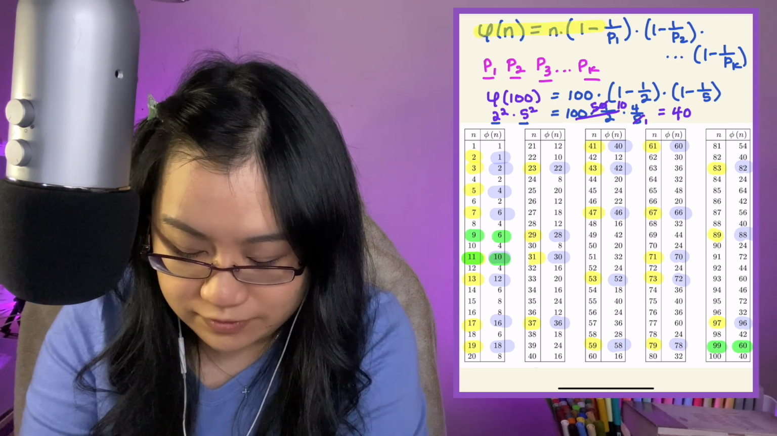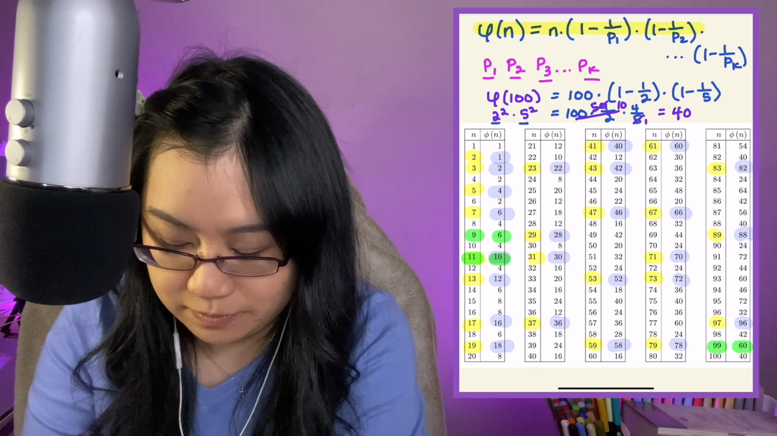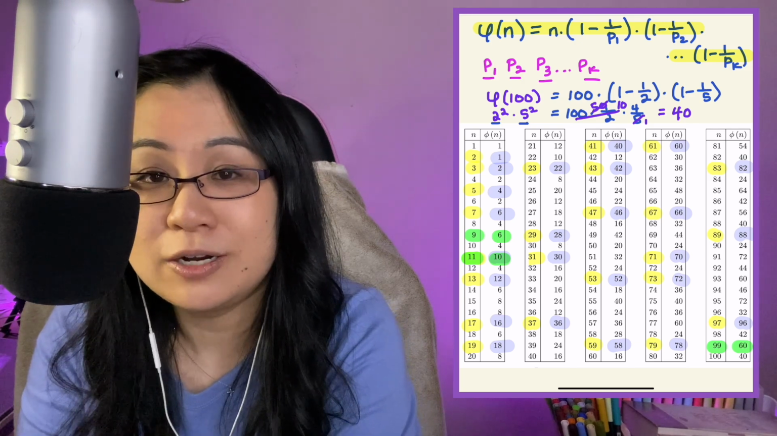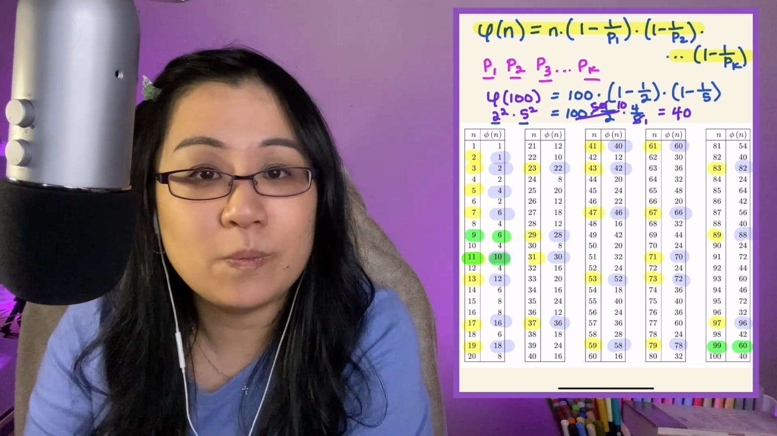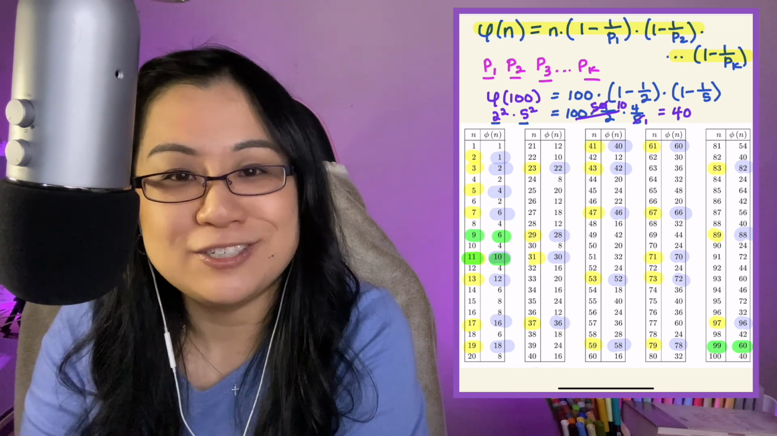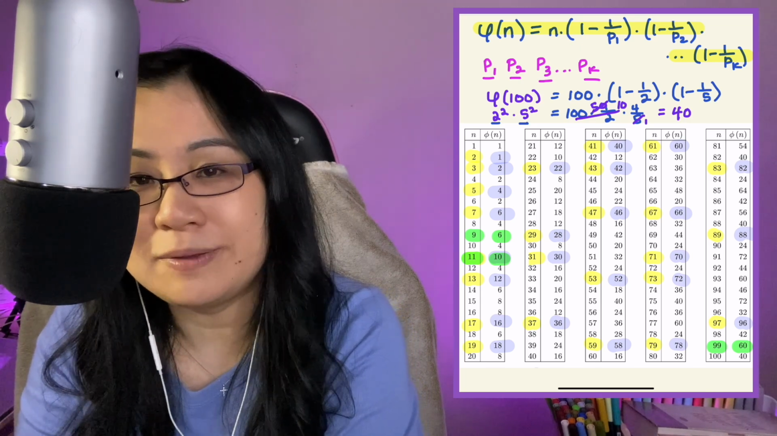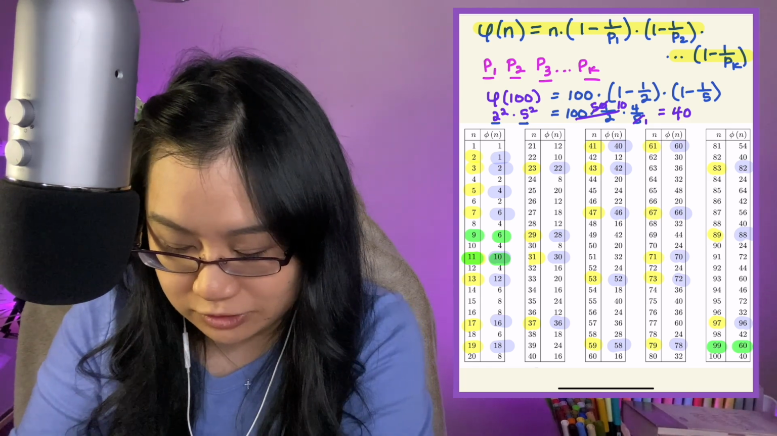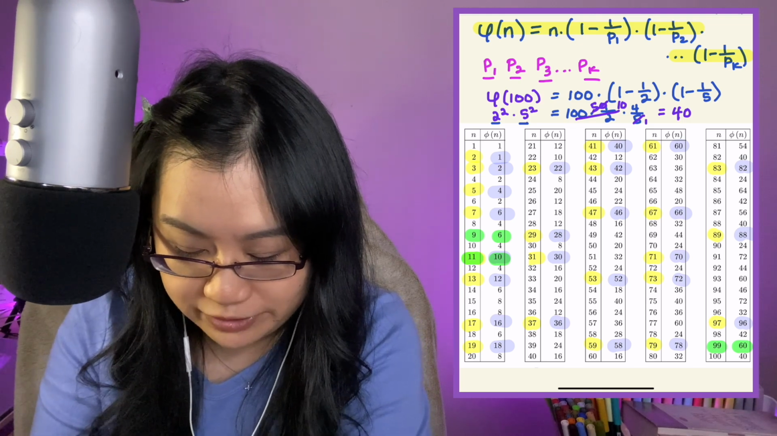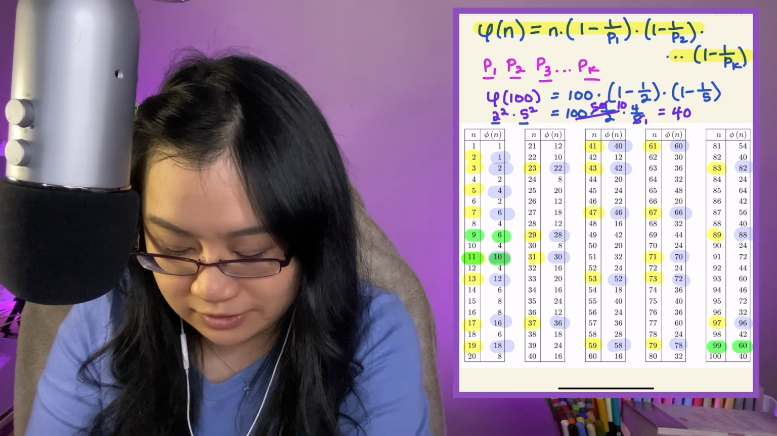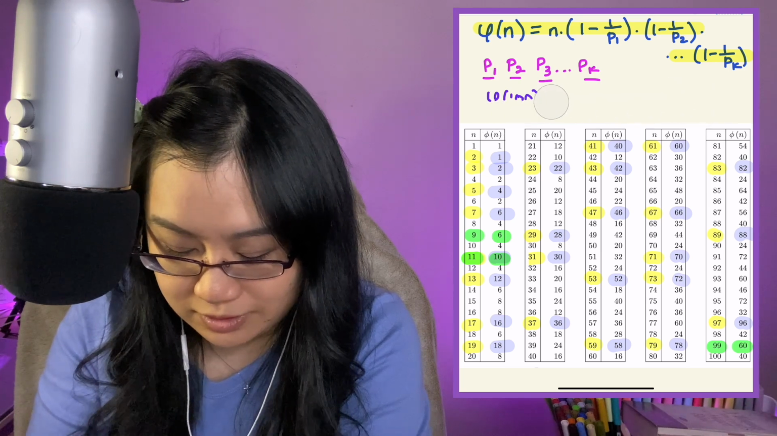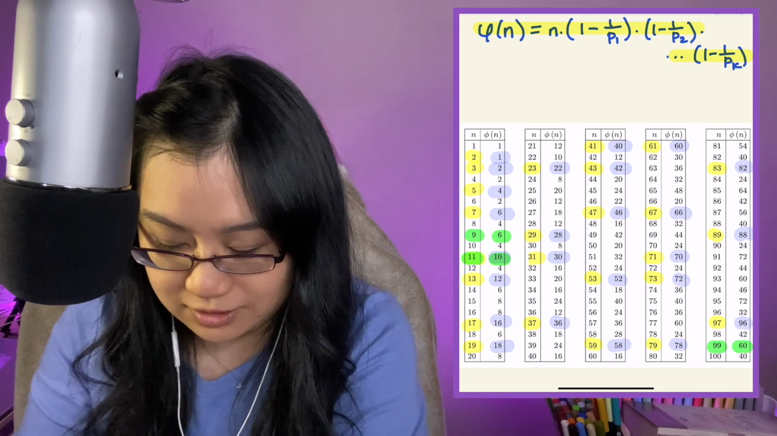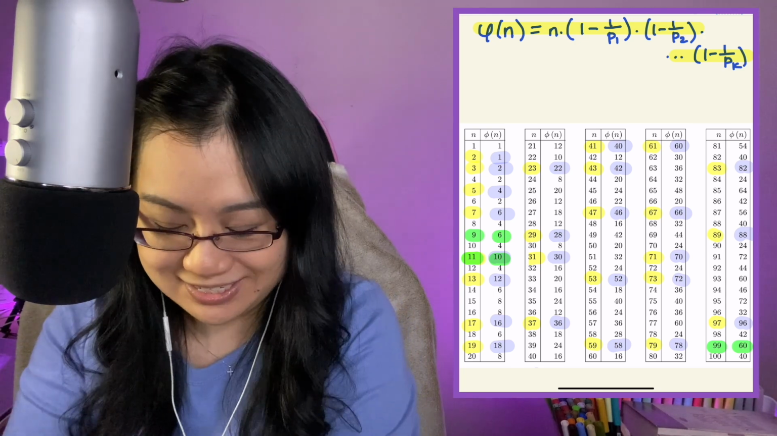So phi of n is equal to n times 1 minus 1 over p1 times 1 minus 1 over p2 times dot dot dot 1 minus 1 over pk, where p1 to pk are distinct prime factors of n. Isn't that cool? Of course, there's so much more in the proofs themselves, but I think that this is a really fun result as we mess around with the totient function. And I hope that you found this interesting and cool.